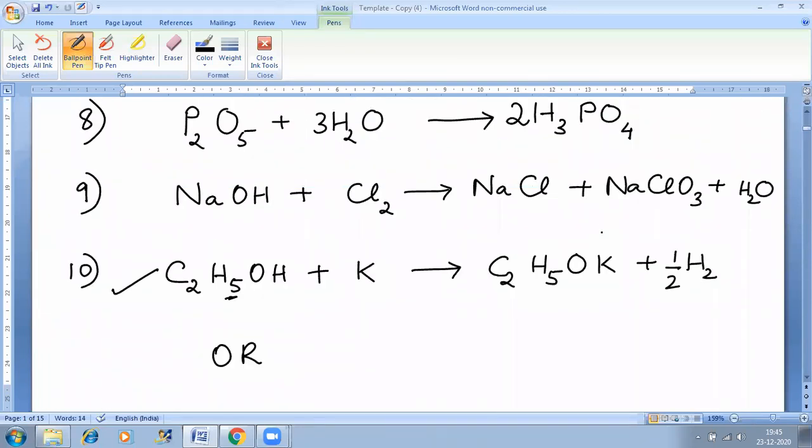Ninth one. It will be 6 NaOH plus 3 Cl2 gives 5 NaCl plus NaClO3 gives 2 H2O. No, 1 point is wrong. That's all correct. You have made 1 mistake. Check it again. Sorry, it is 3 H2O. Yes, correct.